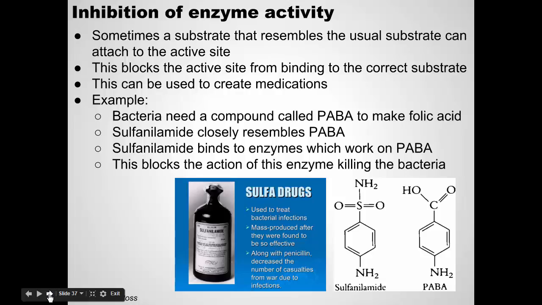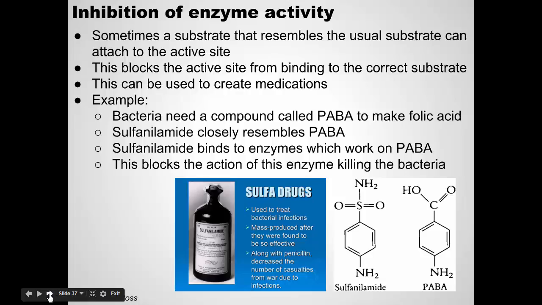An example of this are what's called sulfa drugs. Sulfa drugs were the first types of antibiotics that were ever invented. You know when this was? When did antibiotics become common? In the 1930s, 40s. Sulfa drugs were the first. They were developed, I think, in the late 1920s and became commonly used in the 1930s.